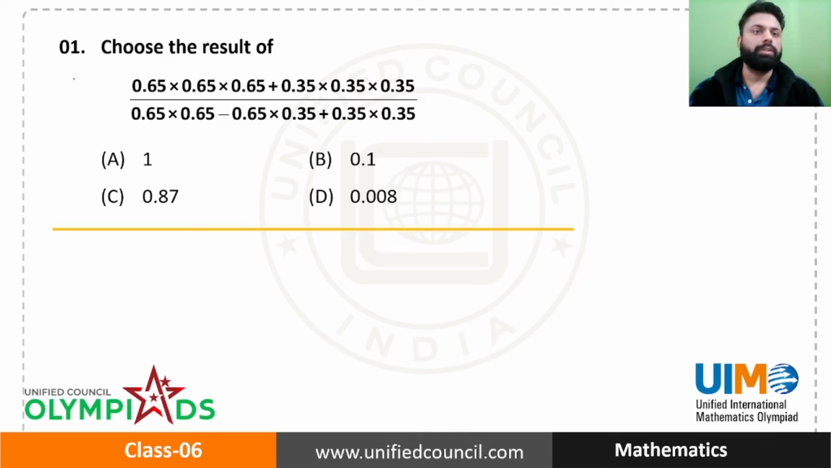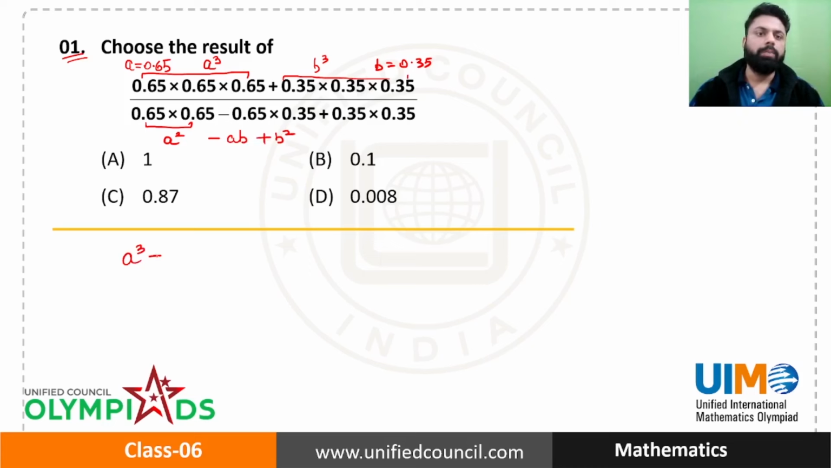Here is the first question that says, choose the result of this. So in the numerator we can see that this is a cube when the value of a is equal to 0.65 plus b cube when the value of b is 0.35. In the denominator it is a square minus ab plus b square.